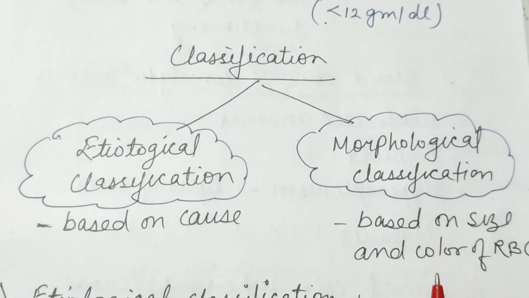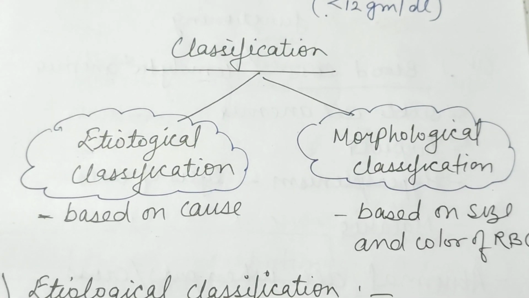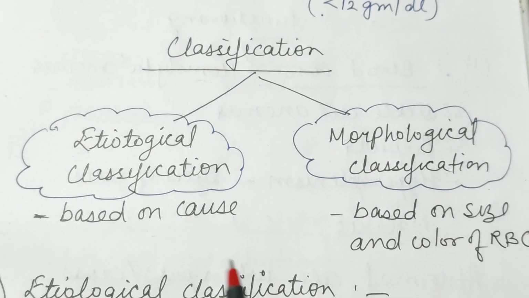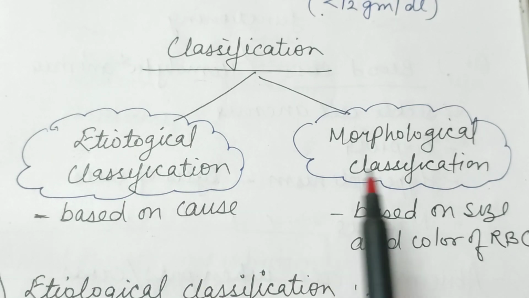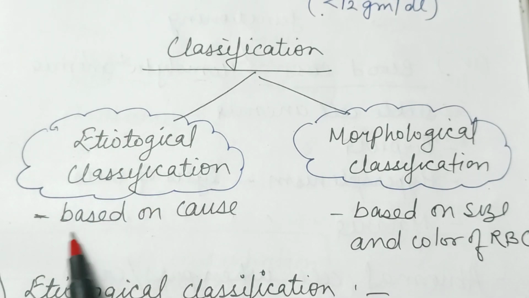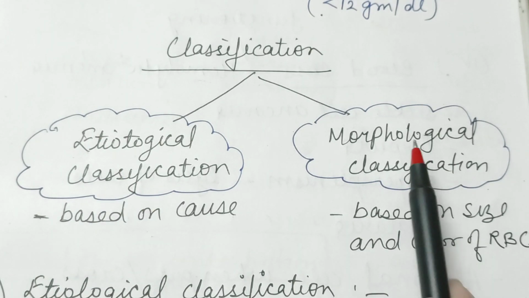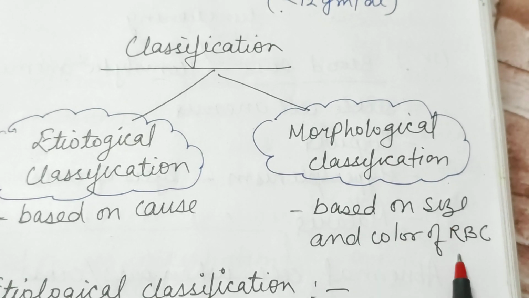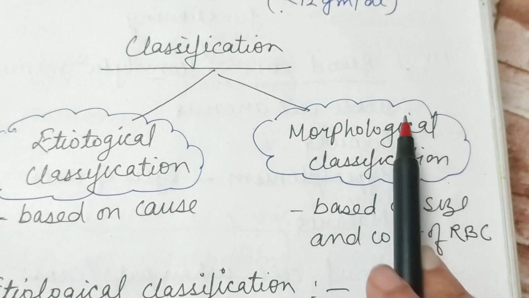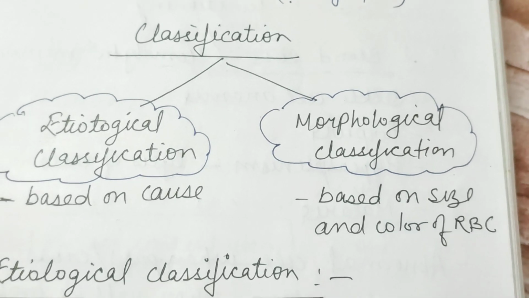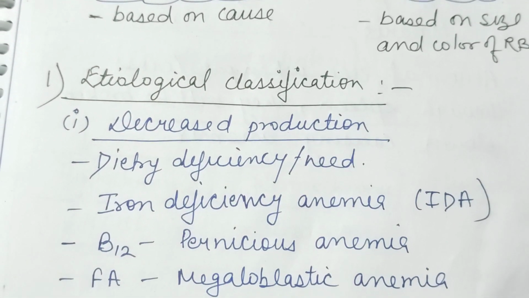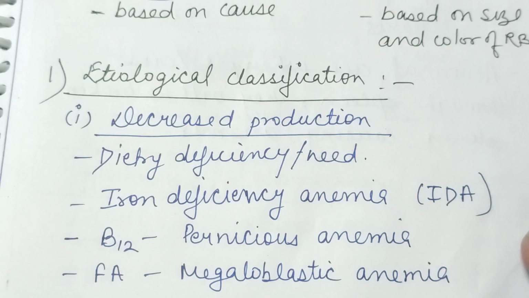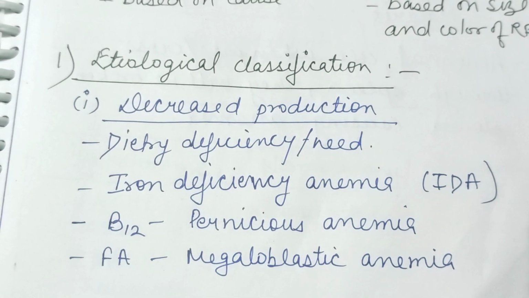So how can we classify anemia? There are two types of classification of anemia. One is etiological classification, where etiology means based on cause, and the other is morphological classification, based on size and color of RBC, or basically on the morphology of RBC. Let's see how we'll write this question in exam and what the different classifications are under these two headings.